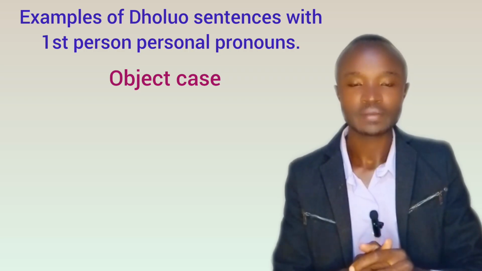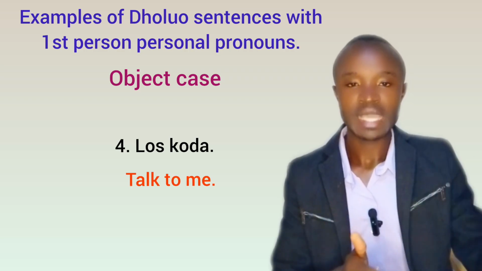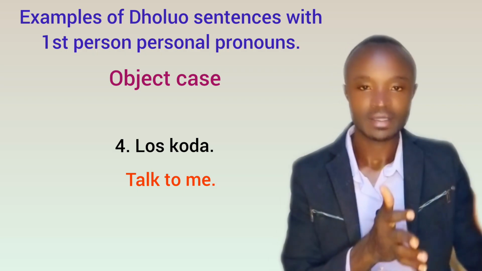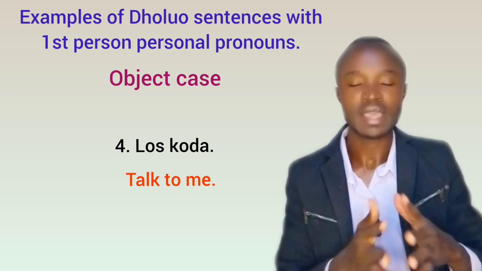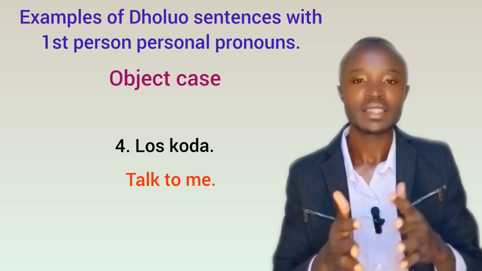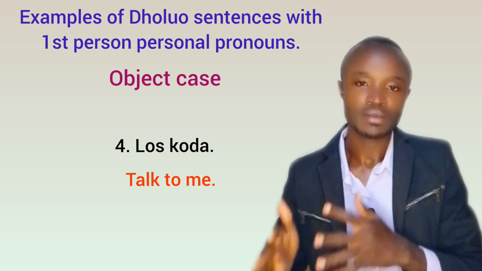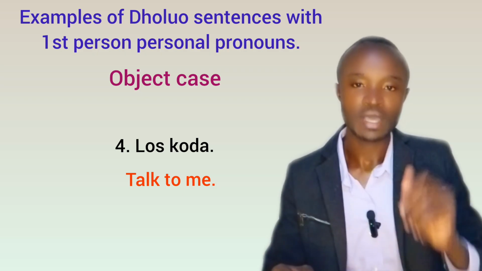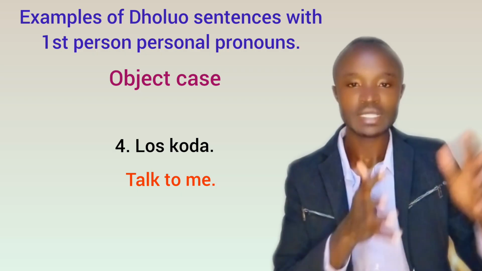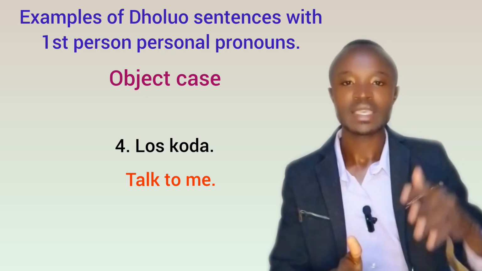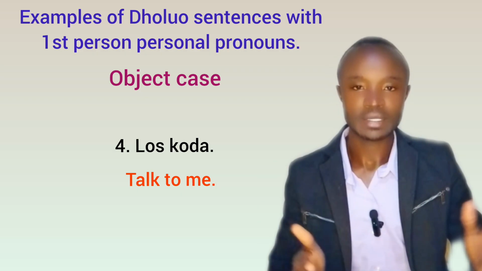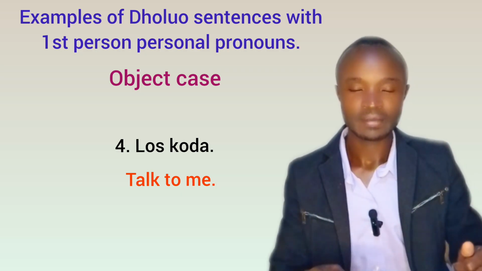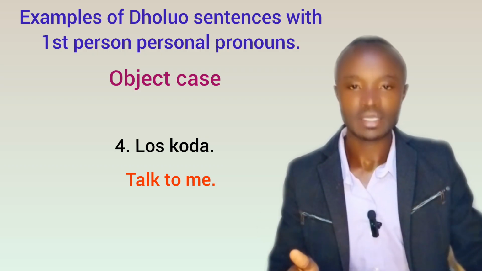More about the object personal pronoun. Consider this example: los coda. And you can hear the a open. It's pronounced in an open way, unlike the a in the subject personal pronoun, which is quite weak, as in adwaro. But in the object personal pronoun, we say a. It's quite open. So you have los coda, and that means speak to me or talk to me.